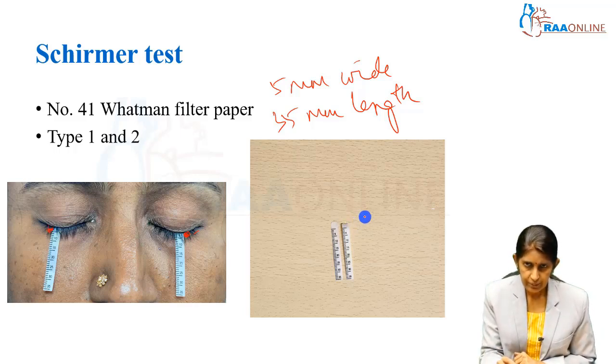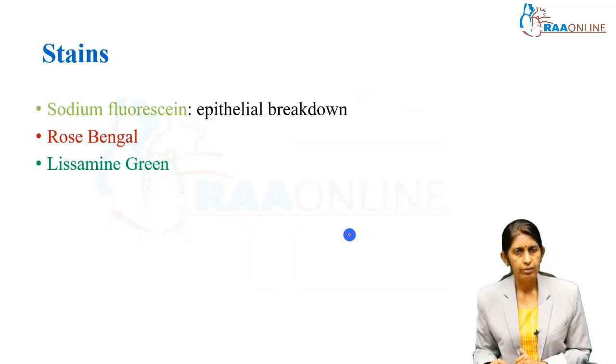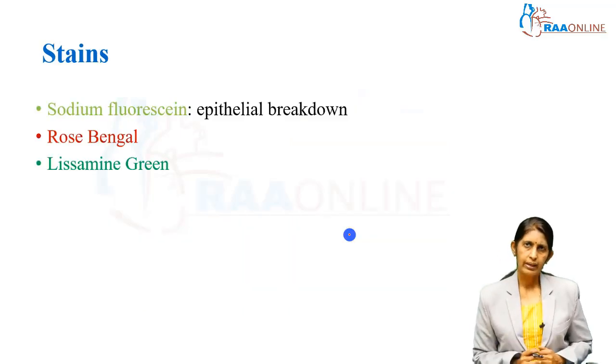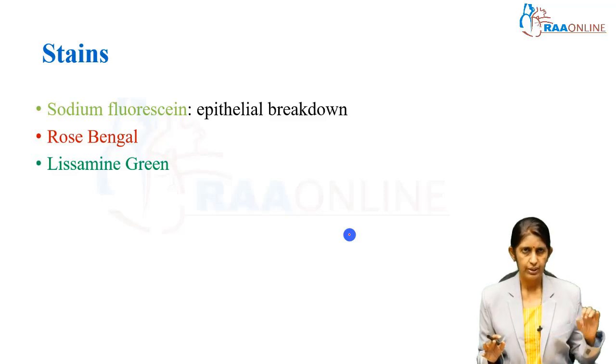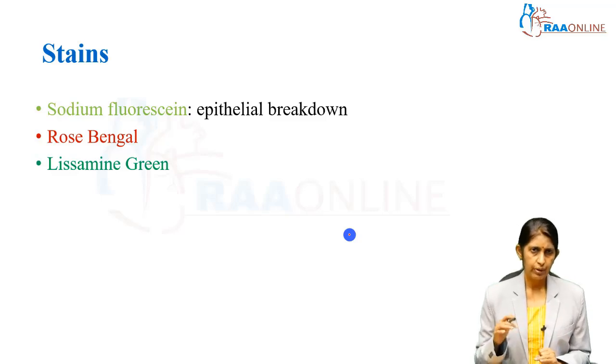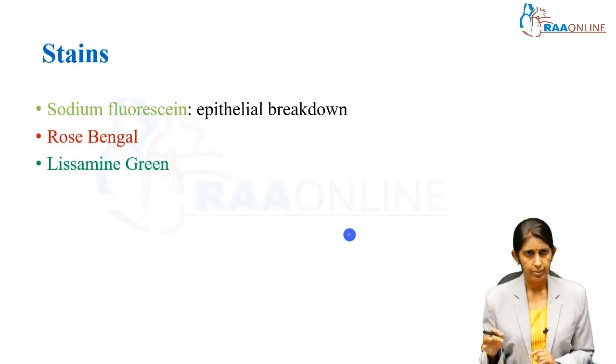At the end of 5 minutes, you can see that wetting has not reached 10 millimeters, so that is definitely indicative of dry eye. So the stains, like I told you, the dry eye examination is not complete without two things. One is examination of the lid, the other is examination of the ocular surface. So for the examination of the ocular surface, we need to stain the eye and watch. So the three stains that are used are sodium fluorescein, rose bengal, and lissamine green. We need to know a little bit about these stains.